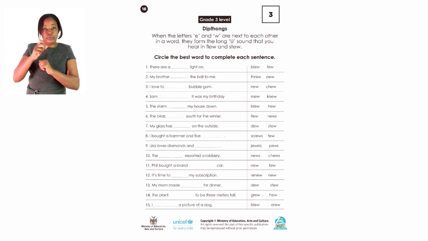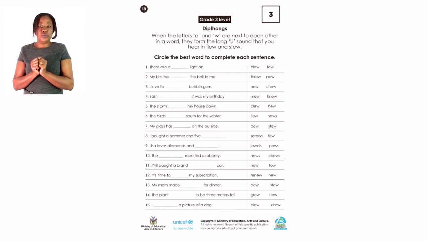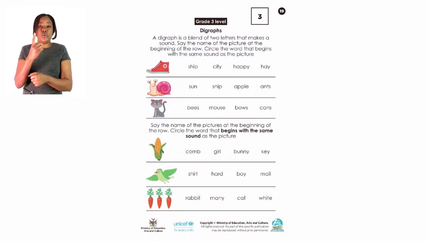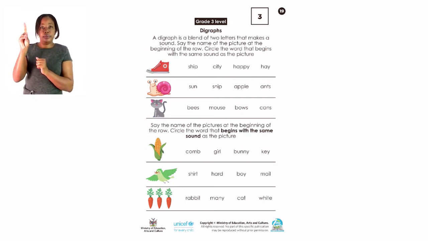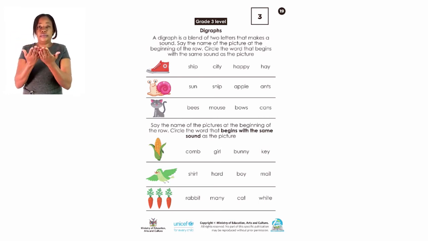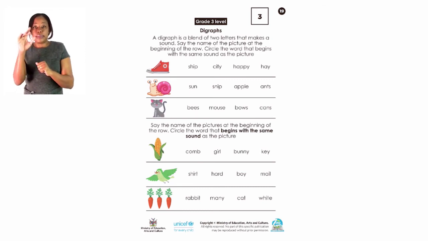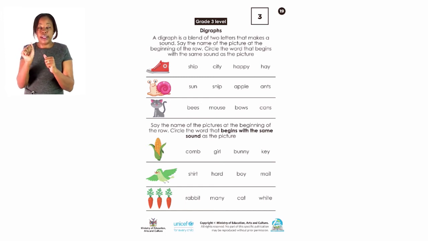Okay, so we move on to page 3. We have a very fun activity there with nice pictures. Okay, we are going to look at digraphs on page 19. So what are we going to do here? What are digraphs? A digraph is a blend of 2 letters that makes a sound. If 2 letters come together and make one sound, that is a digraph.